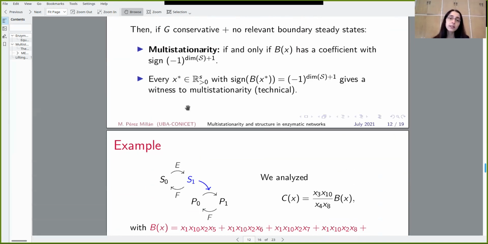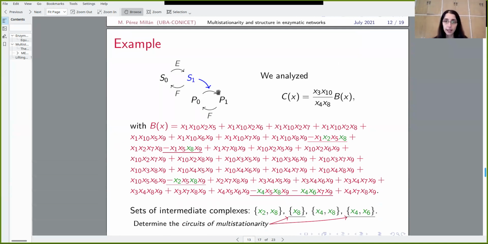And for instance, in this example, this is the 2-layer cascade. We analyze this critical function, which is this Laurent monomial times this very nice polynomial.